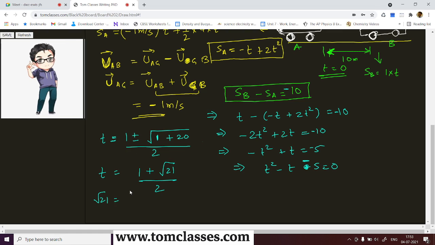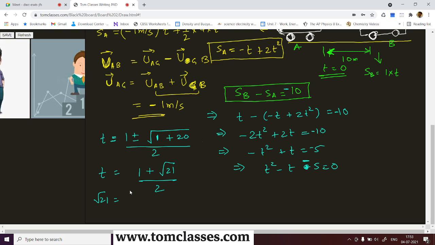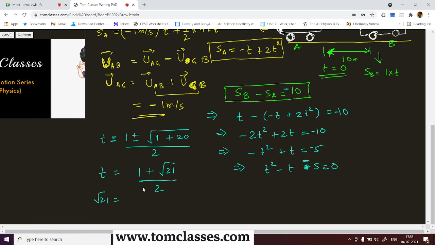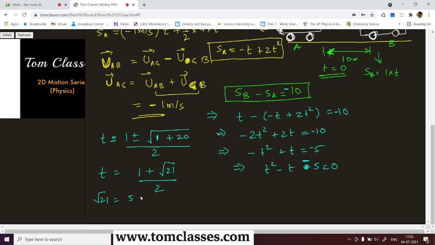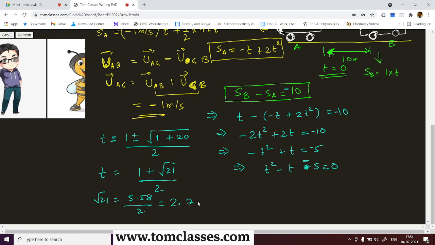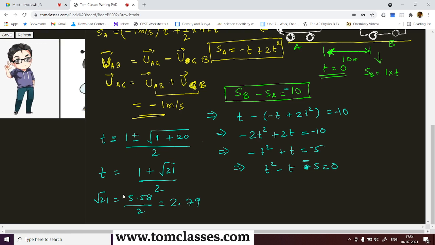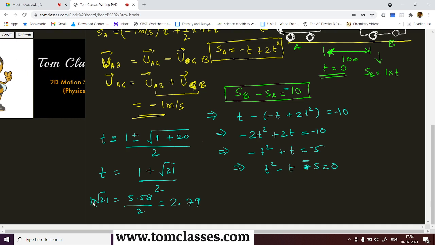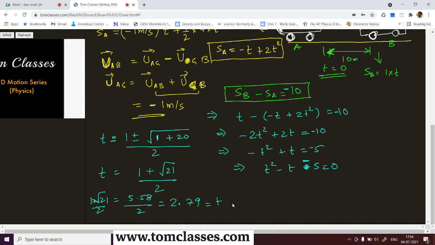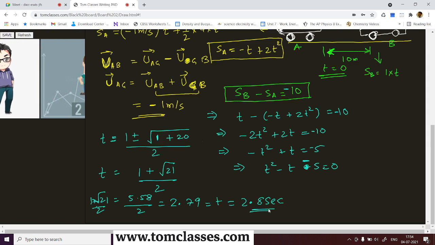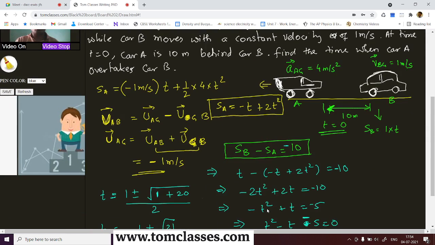Okay, so let's see what this value is. This is 21, so this is 4.58. So this will be 5.58 upon 2. So this is going to be 2.79. Okay, so this many seconds. So this is 1 plus root 21 by 2. So this is the time, about 2.8 seconds. So it will take 2.8 seconds for the two bodies to cross each other.